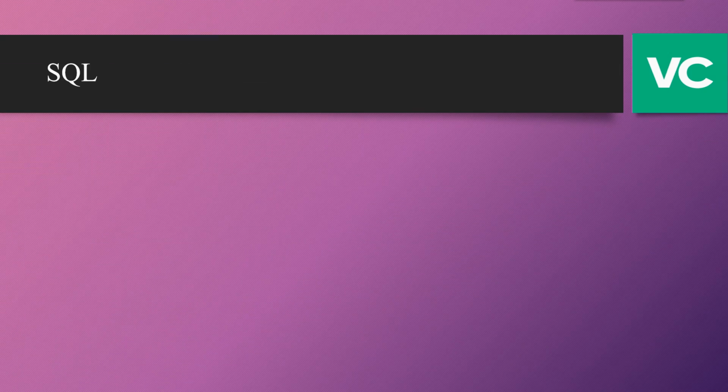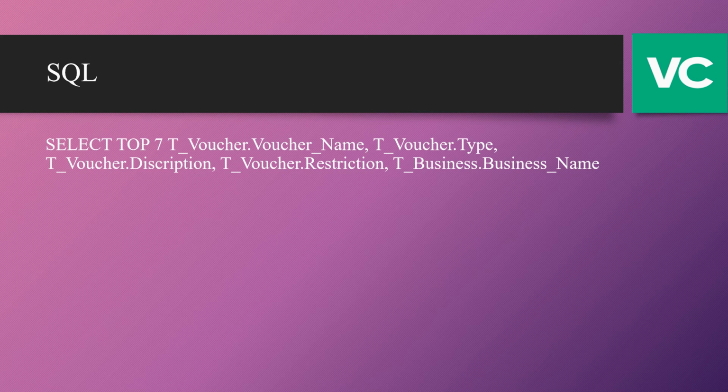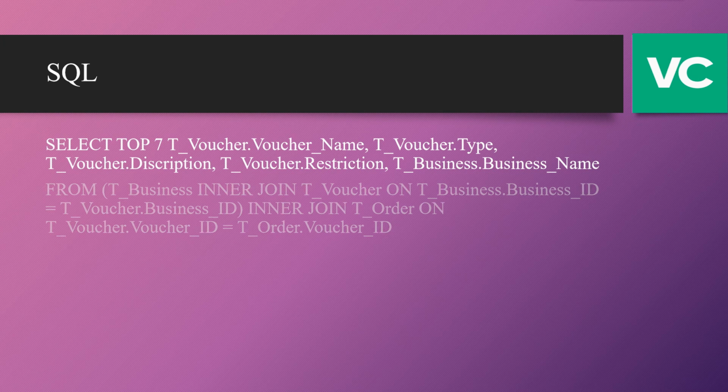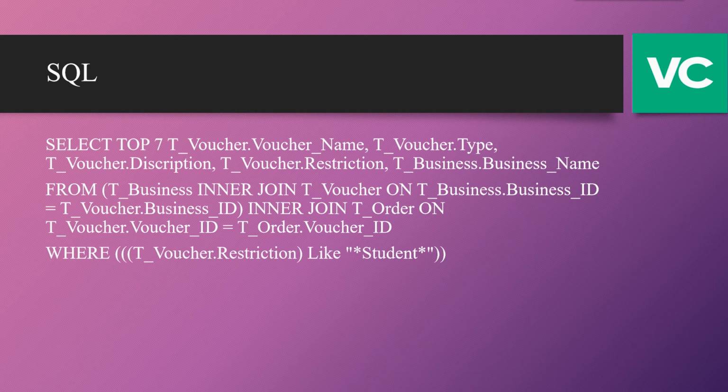Voucher Codes allows users to see top student offers, and now I'm going to show you how this function is realized with the help of the query. First, we need to select the attributes we need, in this case, voucher name, type, restriction, description, and business name. Since there are only 7 vouchers shown on the website, we add top 7 right after the word select. The next step we do is to show the mentioned tables in the query, which in this case are business, voucher, and order.